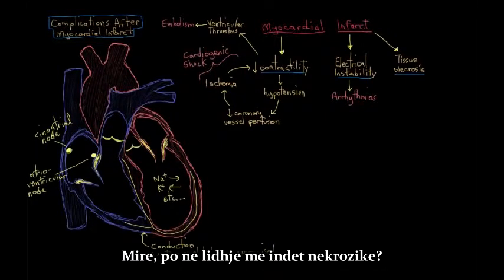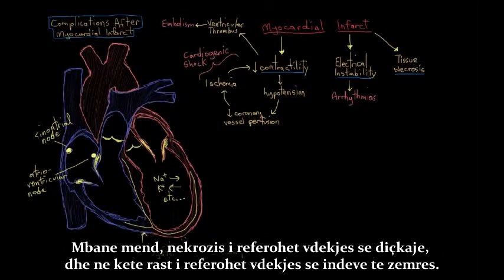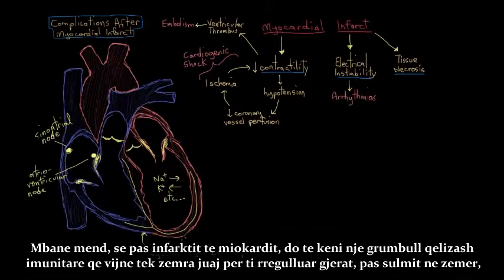Alright, what about this tissue necrosis thing? Well, remember, necrosis just refers to death of something. So in this case, death of the heart tissue. Remember, after a myocardial infarct, you get a whole bunch of immune cells that come into your heart and try to tidy things up after your heart attack.